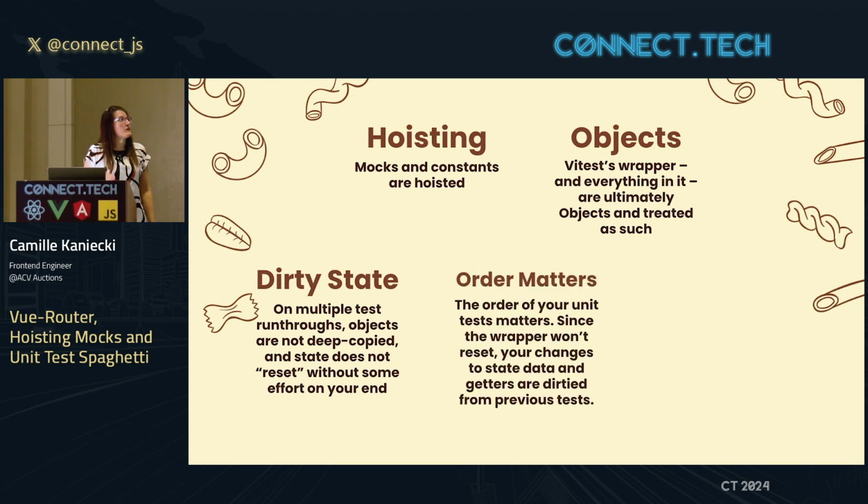Order matters. The order of your unit test matters. So since the wrapper is an object, and the wrapper won't reset until you reach the bottom of your describe, your changes to state data and getters are dirtied from previous tests. So sometimes you have to make sure that you're running them in a particular order, or alternatively, you need to do a whole new suite, which stinks. Either that, or you can do the thing where you're passing it and reinitializing it within every test. So it's up to you. I try to be efficient and squish as many that can go in order as possible, but you do what you can.